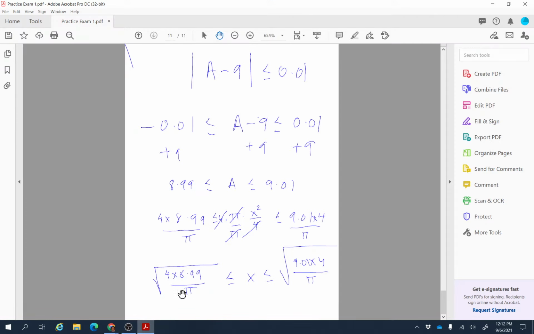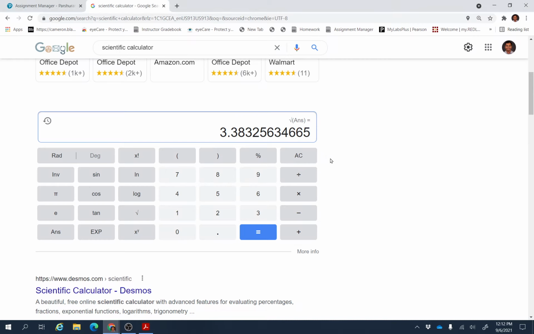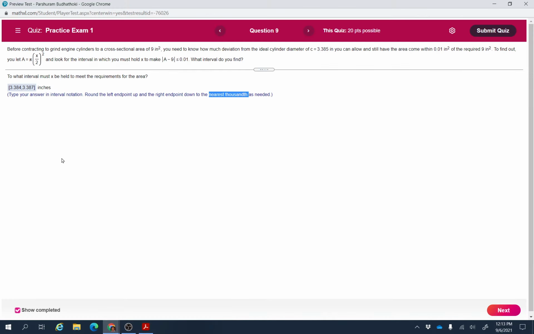So to calculate the right endpoint, you just have to multiply 9.01 by 4 divided by pi and take the square root. So I'm going to use that scientific calculator one more time. 9.01 times 4 divided by pi, take the square root of that. That is 3.387, but one step down. So if you go here and check the answer, round the right endpoint down to the nearest thousandth as needed.